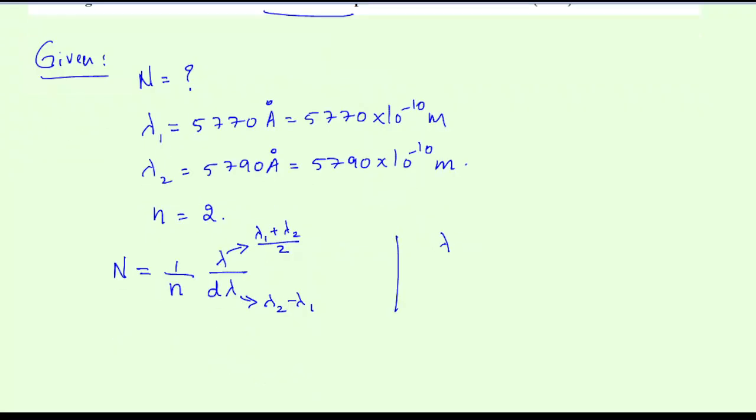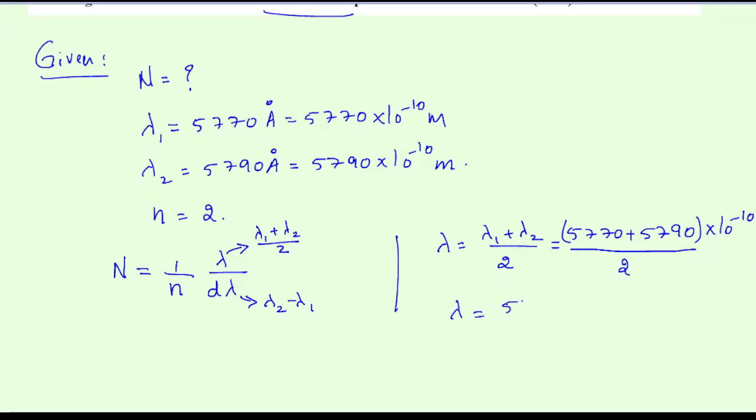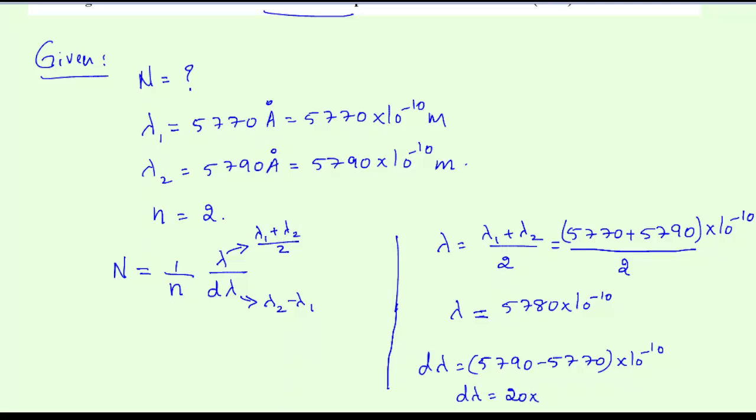Let's do that first. Lambda is lambda 1 plus lambda 2 divided by 2, which becomes 5770 plus 5790, taking 10 to the power of minus 10 as common, divided by 2. So lambda will be 5780 into 10 to the minus 10, as well as d lambda, which is lambda 2 minus lambda 1, right? So 5790 minus 5770, with 10 to the minus 10 common between both. So d lambda is 20 into 10 to the minus 10 meters. Okay, let's write all these things.